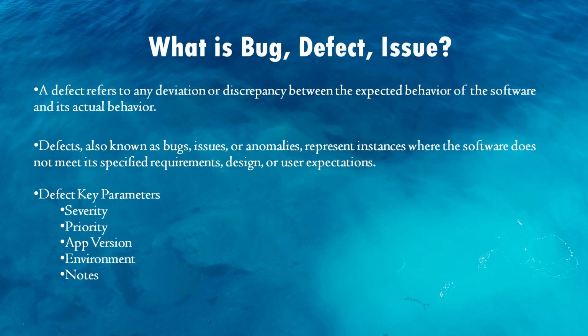What is bug, defect, issue? Are these different words? No. If you have heard the words bug or defect or issue before, these are all the same word. What does it mean? Let's see the definition. A defect refers to any deviation or discrepancy between the expected behavior of the system and the actual behavior.